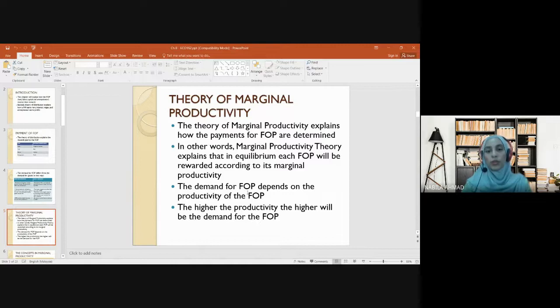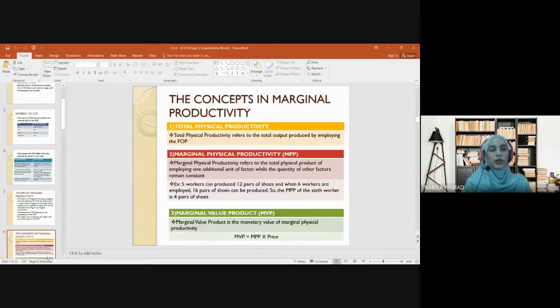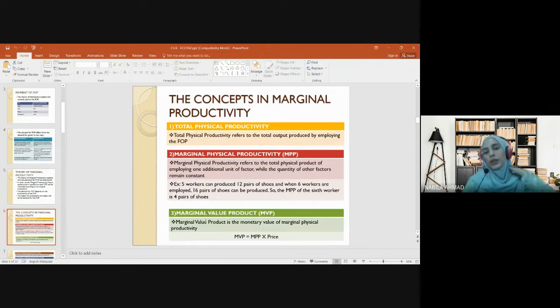Okay, cost menurun, itu adalah produktif. So the demand for factors of production depends on the productivity of the factors of production. The higher the productivity, the higher will be the demand for factors of production. Okay, so now we look at the concept of marginal productivity.